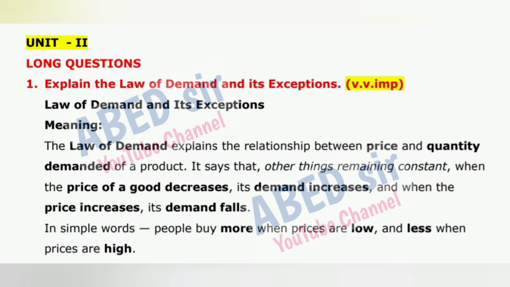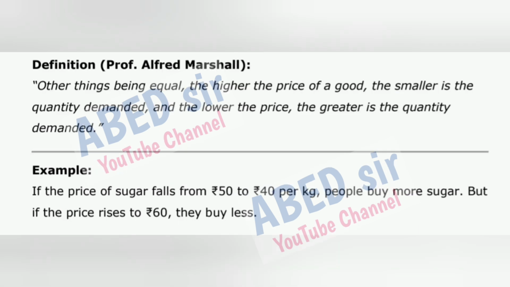It says that, other things remaining constant, when the price of a good decreases, its demand increases, and when the price increases, its demand falls. In simple words, people buy more when prices are low and less when prices are high. Definition: Professor Alfred Marshall. Other things being equal, the higher the price of a good, the smaller is the quantity demanded, and the lower the price, the greater is the quantity demanded.